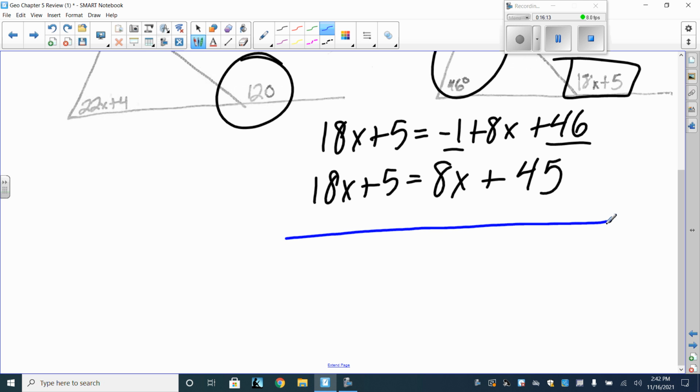Now that we have all the like terms combined, we can get the variables on one side and everything else on the other. So what can we do first? Add 5 on both sides. Almost. Oh, -5. Minus 5. Since the 5 is positive, we would subtract it from both sides. So 18x is equal to 8x plus 40.